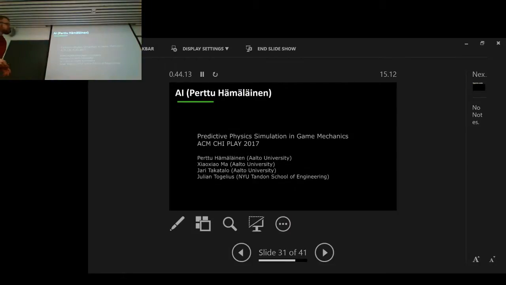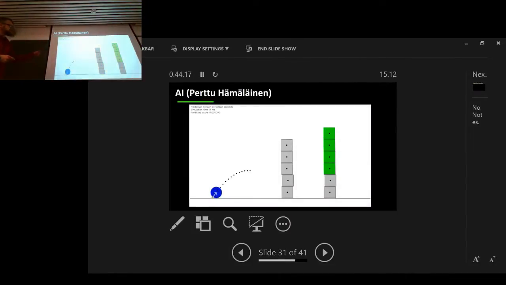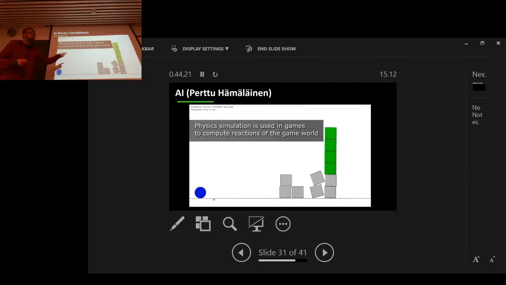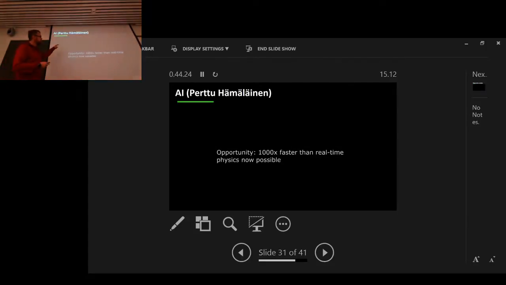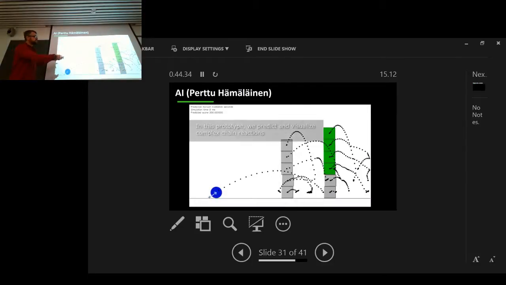Let's take an example. We are cooperating with Aalto University, and this is kind of like this Angry Birds game. You remember the game? Now the guys are computing the future by using 1,000 times faster than real time. So they will see what the consequences are, and they see the consequences by means of visualization. So this is what happens.